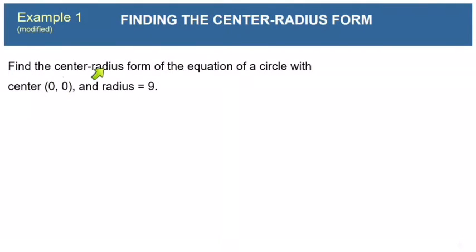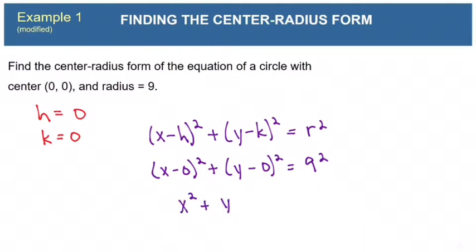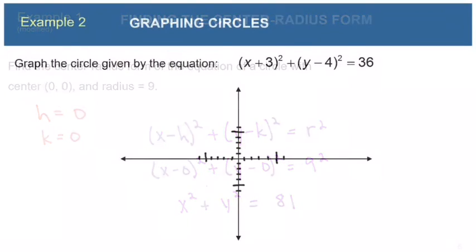Here is the rest of example 1. It says, find the center radius form of the equation of a circle with center at 0, 0 and radius equal to 9. Well, if h and k are both 0, then there won't be anything for us to put in our binomial. Again, here's the center radius equation, and the h and the k are both 0, so we're just going to end up with x squared plus y squared equals 9 squared, which is 81.